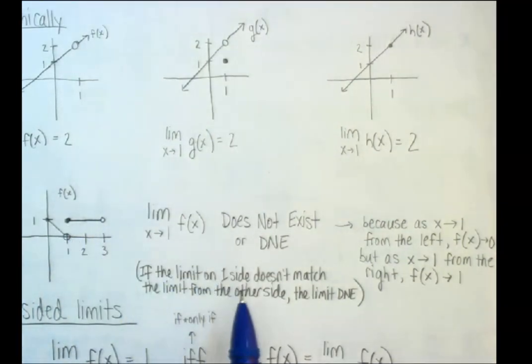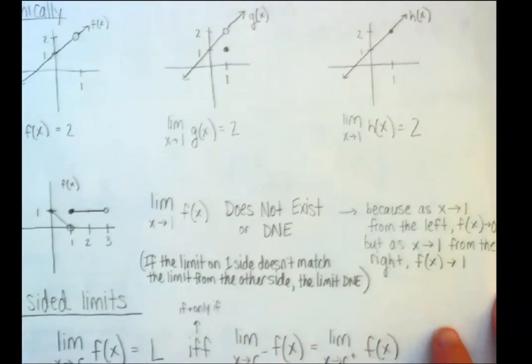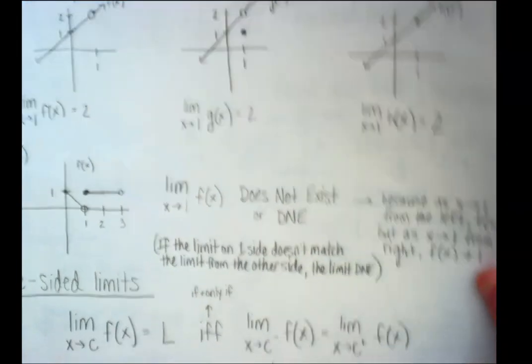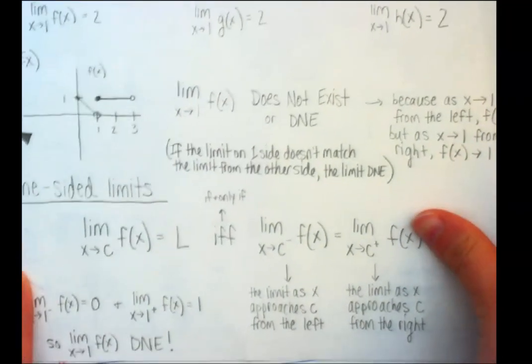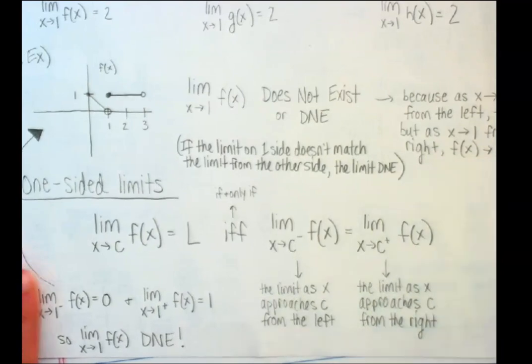Because the limits don't match, the limit does not exist. All right. Now we can have one-sided limits, and that is where we don't necessarily need both sides to match. Maybe I'm just looking for one side.